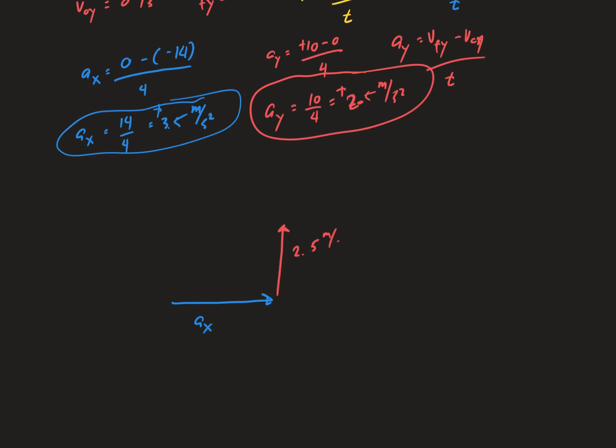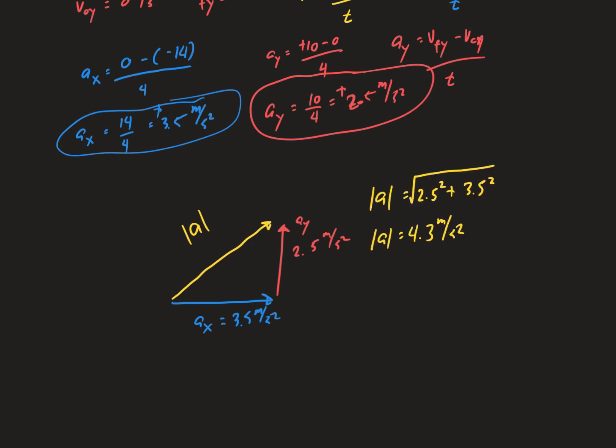So I guess I have to say not drawn to scale here. This is 3.5 meters per second squared. Oh, sorry, that should be y. I'm going to use this yellow. I'm just going to call this maybe bar A, like that, just showing you that that's the resultant. Pythagorean theorem gives us a value of 4.3 meters per second squared. So that's the magnitude of my acceleration vector.